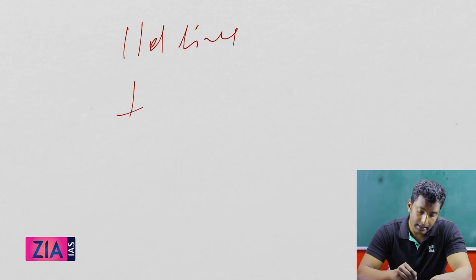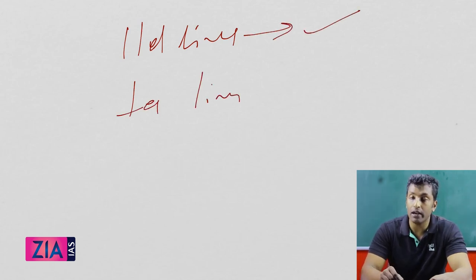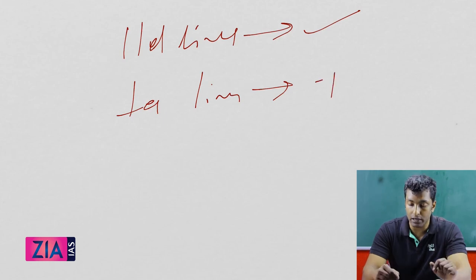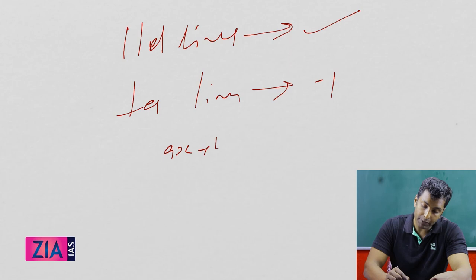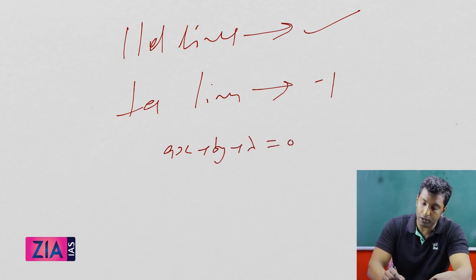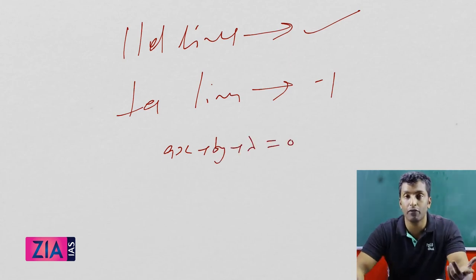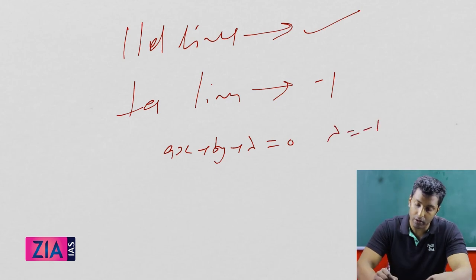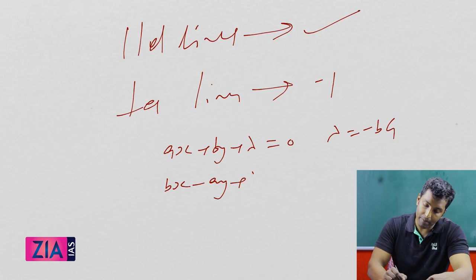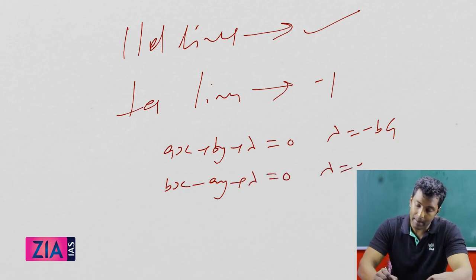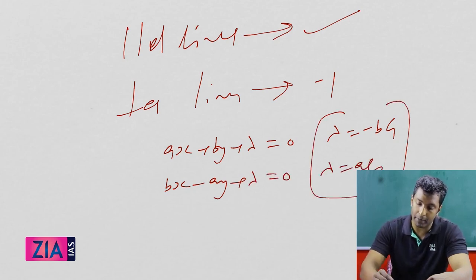So what we have discussed in this session is parallel lines, family of parallel lines, family of perpendicular lines. I told you here slopes are equal. Here when you multiply the slopes, you'll get minus 1. Based on that, for parallel lines, we got ax plus by plus lambda equal to 0, representing the family of all parallel lines, where lambda equal to minus bc1. Then bx minus ay plus lambda equal to 0, where lambda equal to ac2, represents all perpendicular lines.